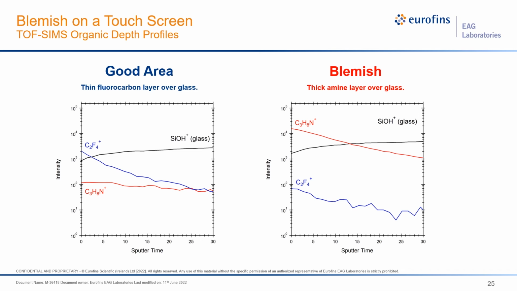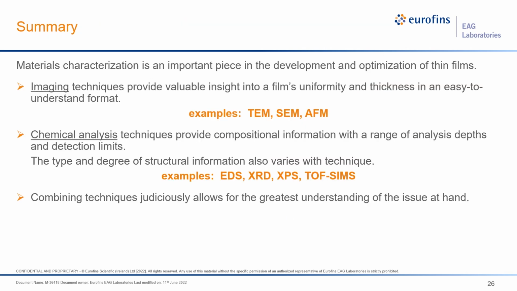We see something similar from the blemish on the right in the way that the amine fragment C3H8N is removed with increased sputter time. What we don't see from the blemish profile is a rise in the fluorocarbon peak after the amine signal has been reduced. This shows that the amines on the surface are not a layer on top of the oleophobic coating. Rather, it shows that the oleophobic coating has been removed and the amines have replaced it.